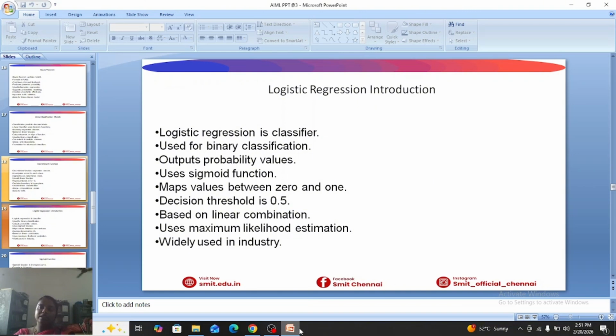There are three types of logistic regression: binary logistic regression, multinomial logistic regression, and ordinal logistic regression. Applications where we use logistic regression are spam email detection, disease prediction, credit risk analysis, customer churn prediction, sentiment analysis. Advantages are output quality, simple and efficient, works well for linearly separable data.